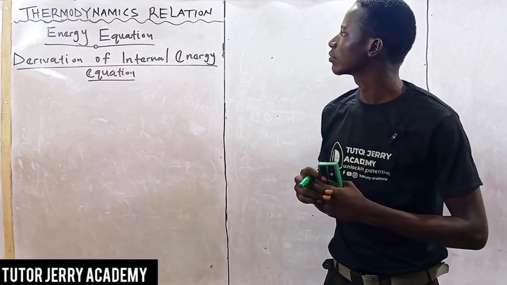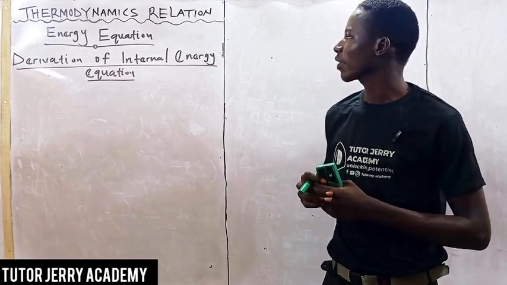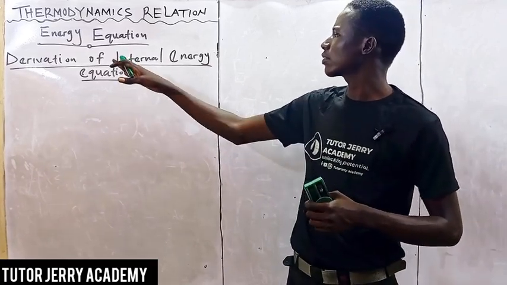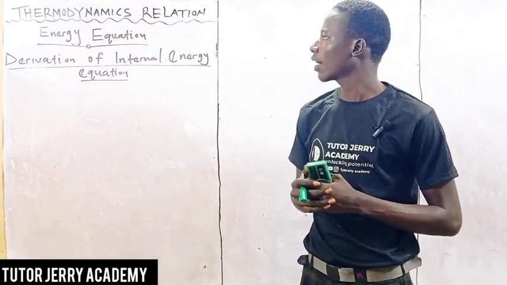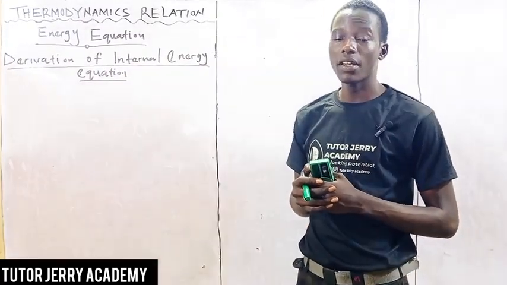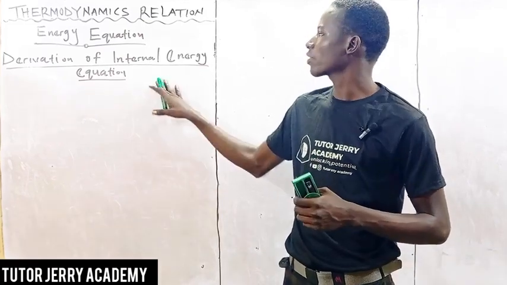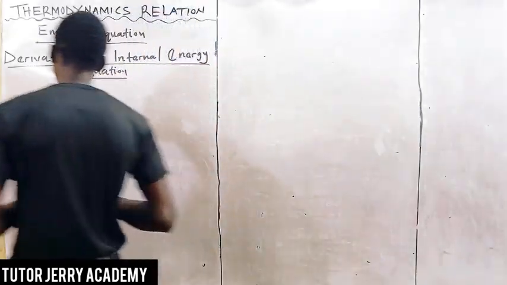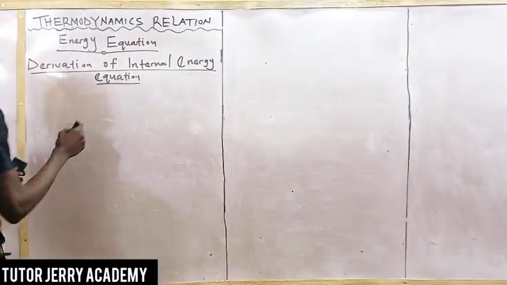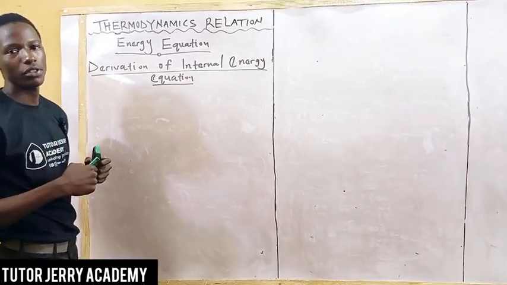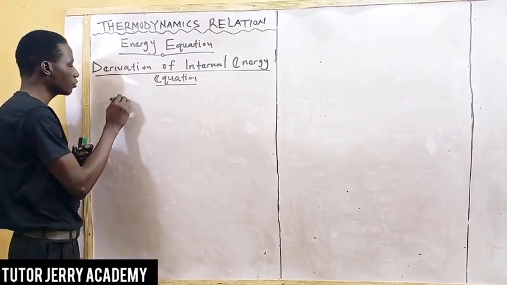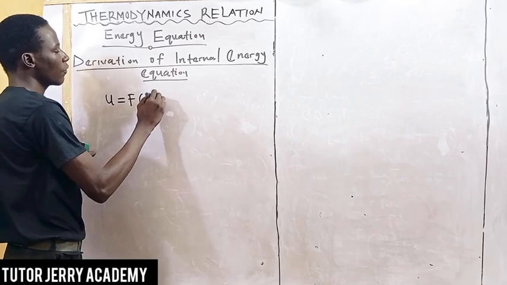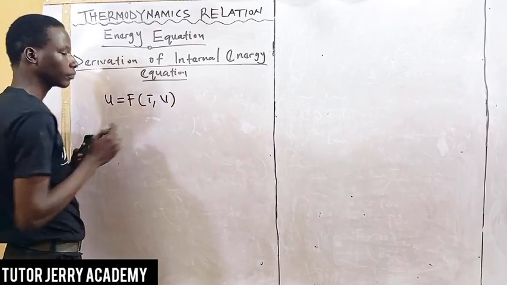Today we are going into thermodynamic relations, as we have done in our previous lectures. Today we are going to be deriving the equation for internal energy and for enthalpy as well. So first we are going to derive an equation for internal energy. Internal energy, we know, is a function of temperature and volume. So we can say U equals a function of temperature and volume.